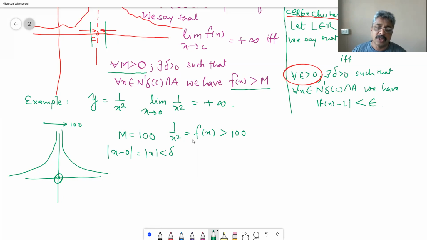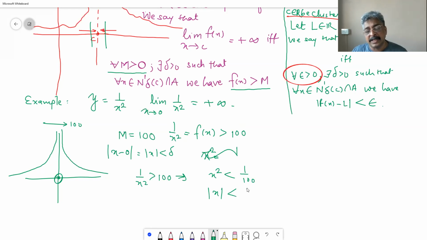So 1 upon x square, basically how do we go about it? This is the inequality we have: 1 upon x square is greater than 100, which implies, since x square is positive, that x square is less than 1 upon 100. Now if you take the positive square root of this quantity, mod x is less than 1 by 10, and mod x is your delta, is that right?